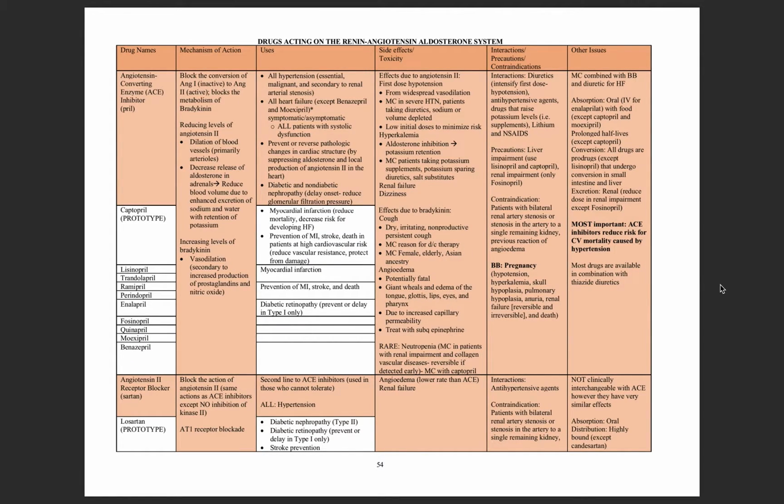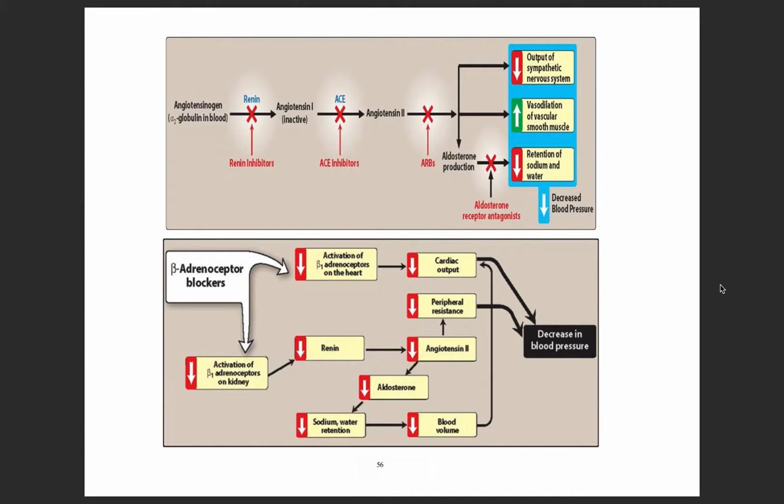Drugs that act on the renin, angiotensin, aldosterone system are extremely important in both cardiac and diabetic patients. Before we talk about the classes, I want to do an overview of the RAAS system itself, because if you can memorize this picture, you know all the drugs and their effects of the RAAS system.